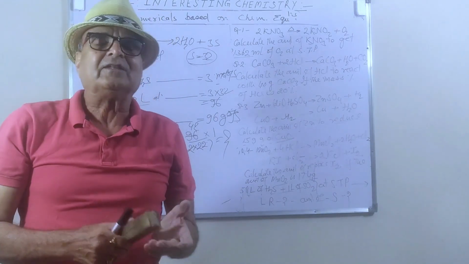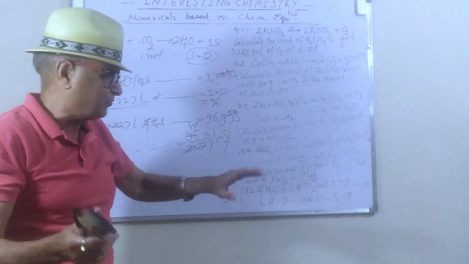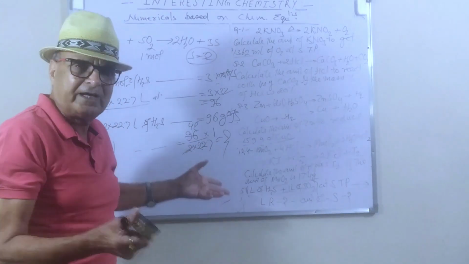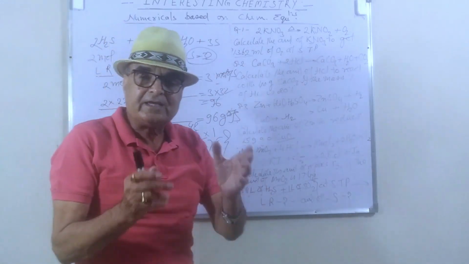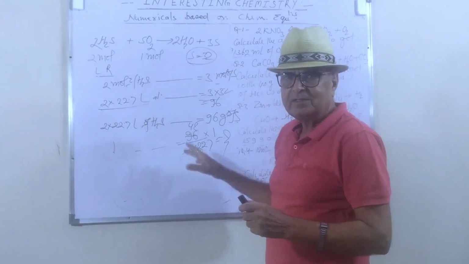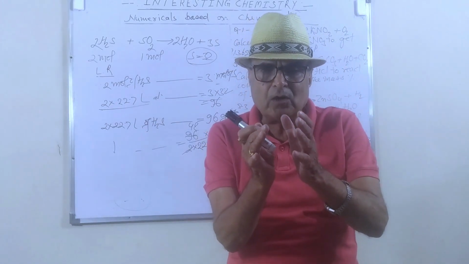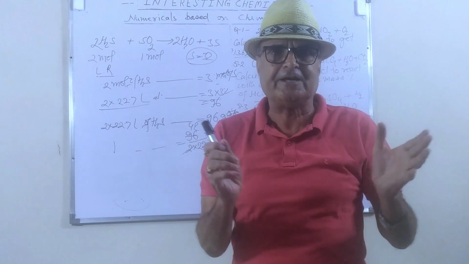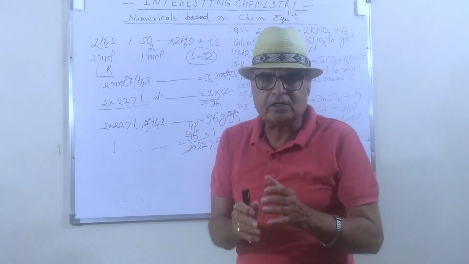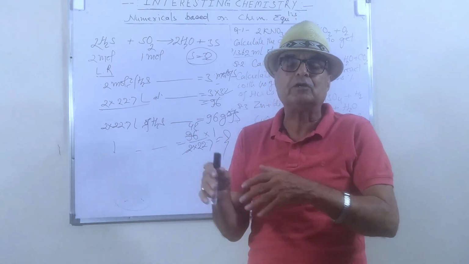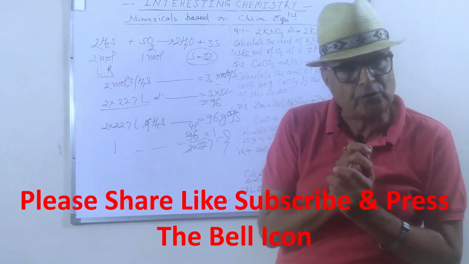I think you have understood. Please calculate it; I am not going to give you the final answer of this question. I have told you 5 numericals. These 5 numericals will enhance your understanding of numericals based on the chemical equation, or the stoichiometry of balanced chemical equations.